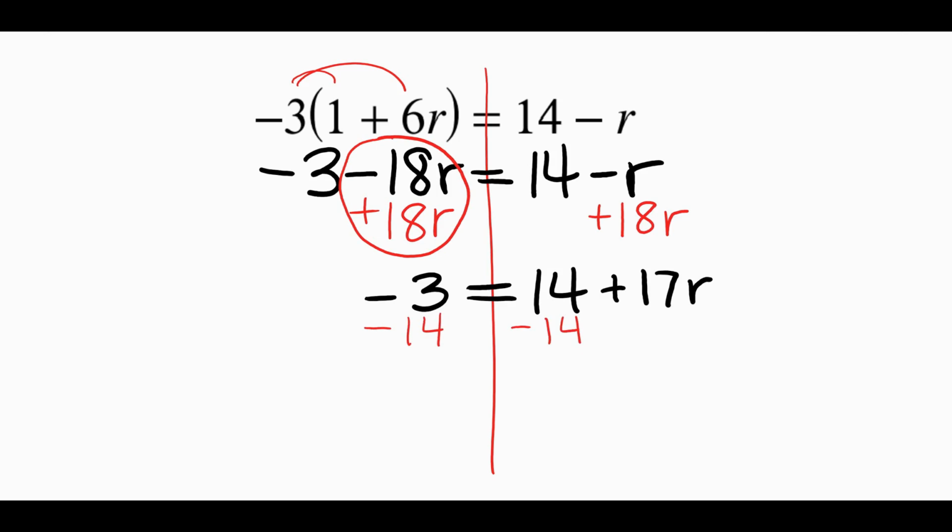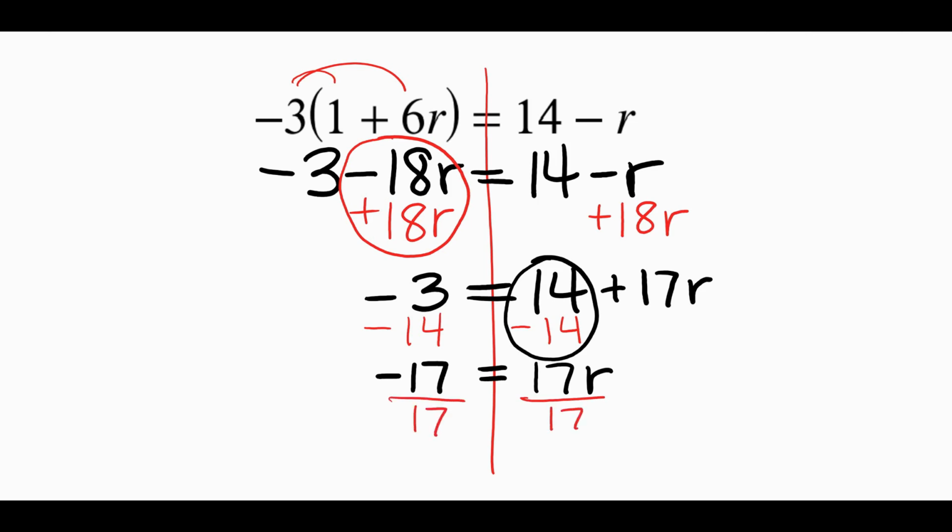Negative 3 and a negative 14, I have the same sign, so I'm going to add the numbers, which makes 17, and I'll keep the sign the same. So negative 17 equals, I have a 0 pair, and on this side I have 17r. They are multiplying the r by 17, therefore I'm going to divide both sides by 17. And that leaves me with an r on this side, and a negative divided by a positive is a negative, and 17 divided by 17 is 1. R equals negative 1 is my answer.